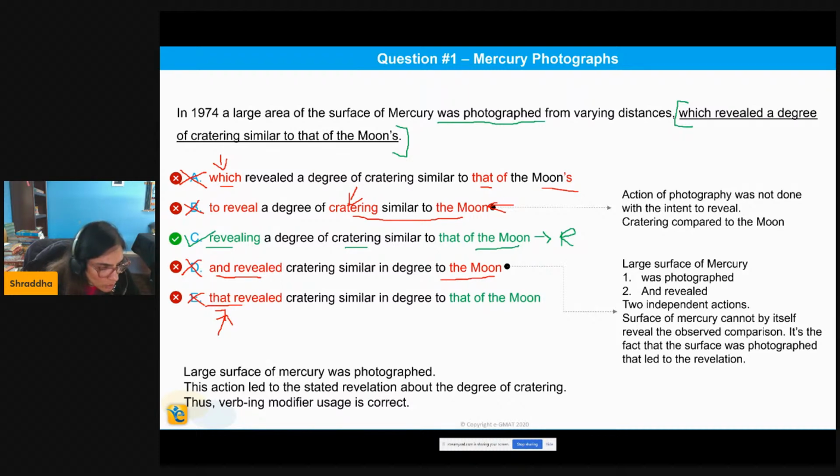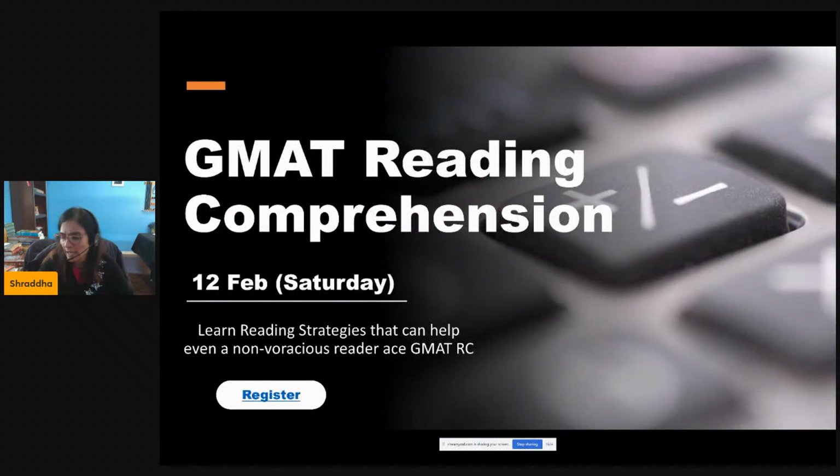Photographed is also a part of the verb, right? It's not the object in the sentence. No, Anuj. Was photographed is the verb in the sentence. Because we cannot say large area of surface of Mercury was from varying distances. No, the verb is was photographed. Okay. All right. I guess with this, we can move on to our next question.